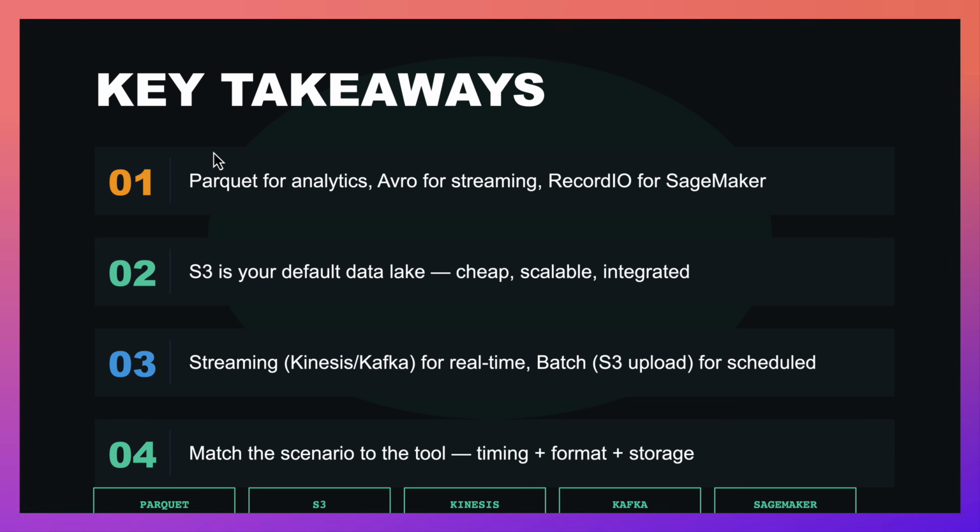That will get you quite far in the exam on its own. S3 is your default for the data lake. It's cheap, scalable, and integrated. So when you see data lake and ML, think S3 for the exam. Streaming, Kinesis or Kafka for real-time, batch S3 upload for a schedule. So just think streaming versus batch, and then you need to match the scenario to the tool. If it's talking about daily uploads, think batch. If you're talking about 5-minute, 3-minute, or 2-minute intervals, you're thinking streaming.